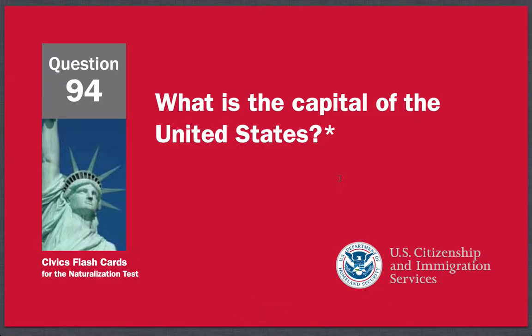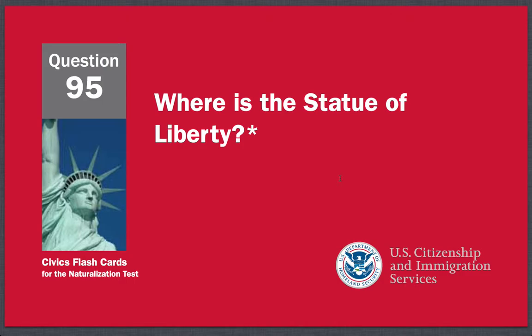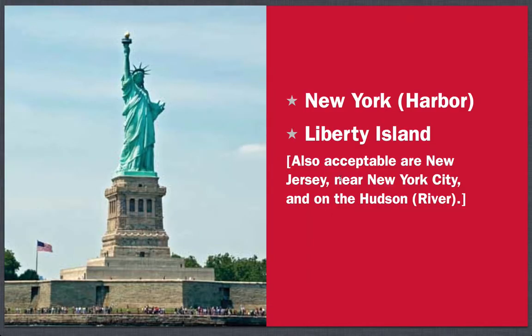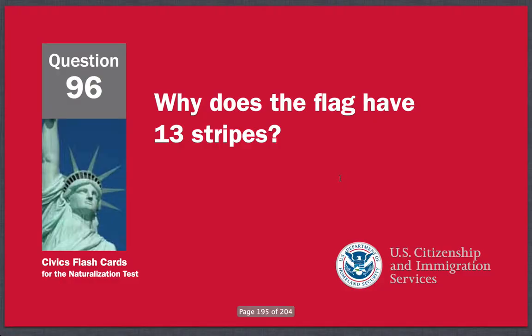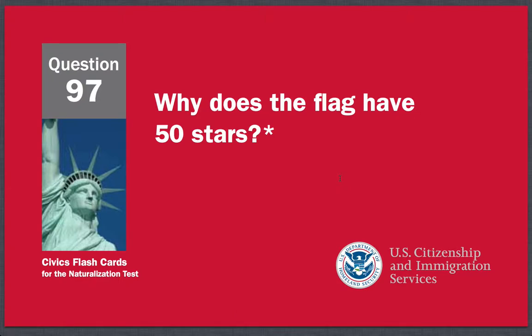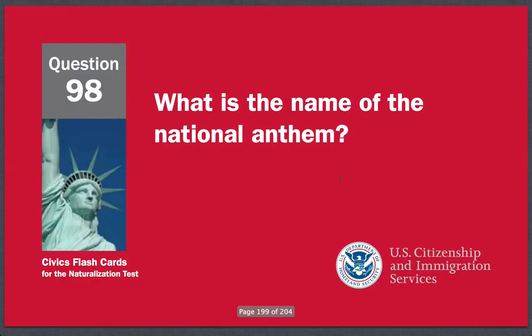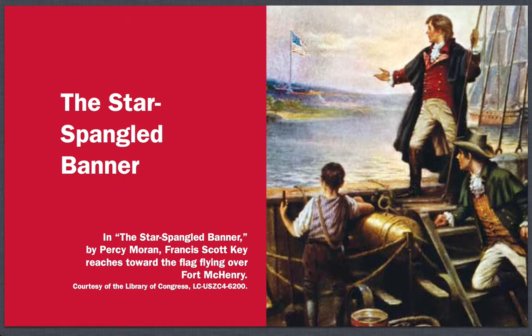What is the capital of the United States? Washington, D.C., and D.C. stands for District of Columbia. Where is the Statue of Liberty? It's in Manhattan, actually, in New York. And you say New York, don't say Manhattan and Liberty Island. Why does the flag have 13 stripes? Because of the 13 original colonies, because the stripes represent the original colonies. Why does the flag have 50 stars? Because we have 50 states, one for each state. What is the name of the national anthem? It's the Star Spangled Banner.